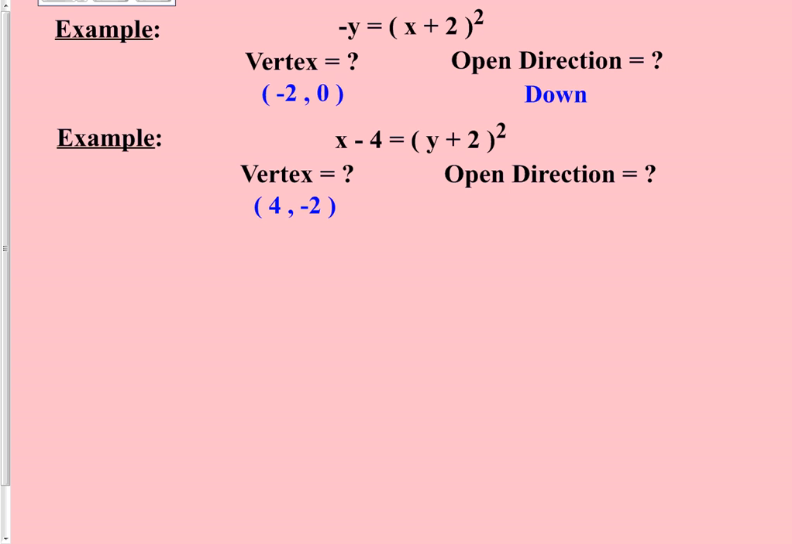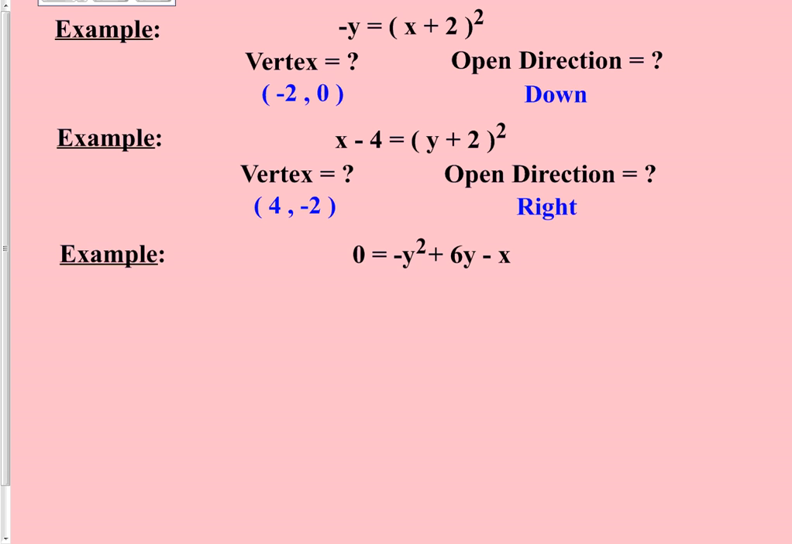And the direction that the parabola will open, it's going to follow the first dimensional variable. In this case, that is the x, so it's either opening leftward or rightward, depending on the sign. The sign of x is positive, so that's going to follow the positive x values, and that's to the right.